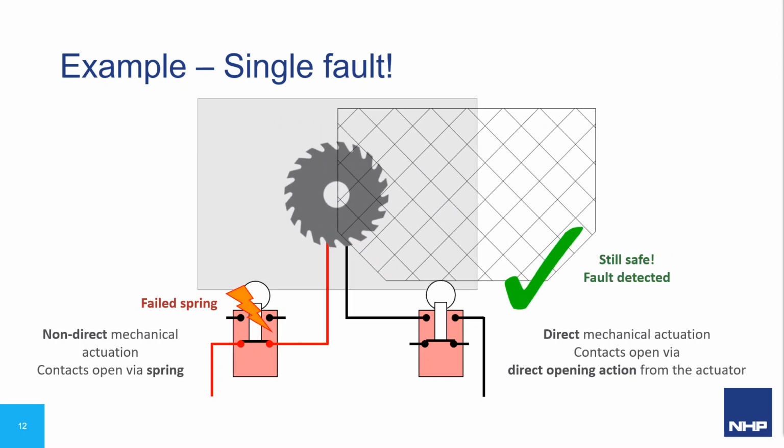However, the switch on the right does not rely on a spring, so the circuit is still disconnected with the guard open. This also allows for the control system to detect that one of the switches failed to open. It can then be used to inform the operator and prevent startup of the next cycle until the switch is repaired or replaced.